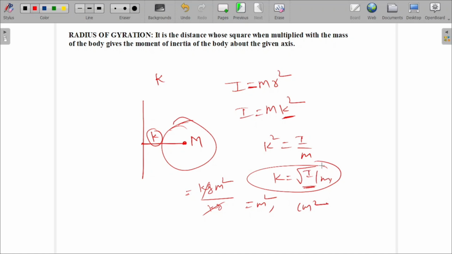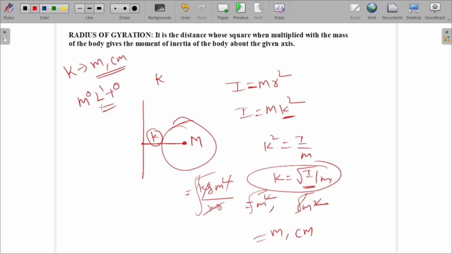Here square is also there, so with the root, square and square get cancelled. Then its unit is meter or centimeter. So the unit for radius of gyration is meters or centimeters. Then what is the dimensional formula for this? M power 0, L power 1, T power 0.